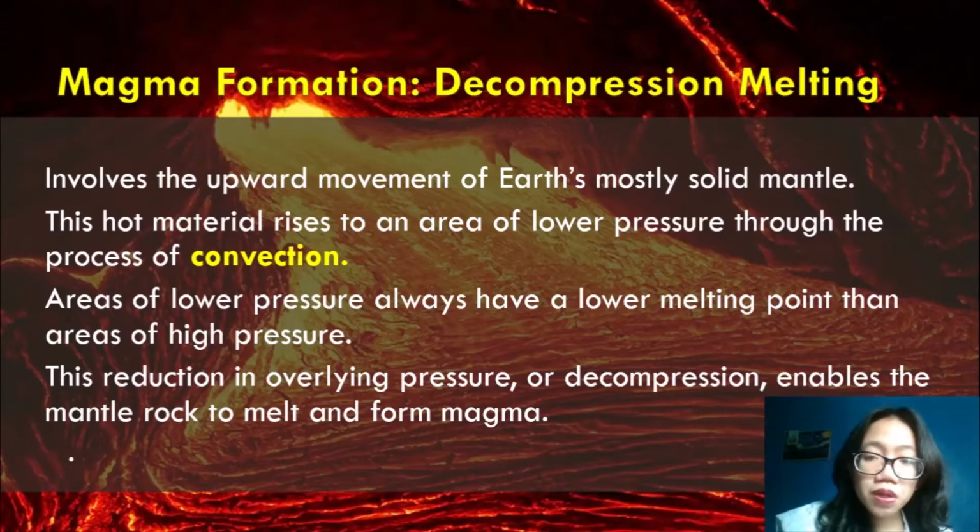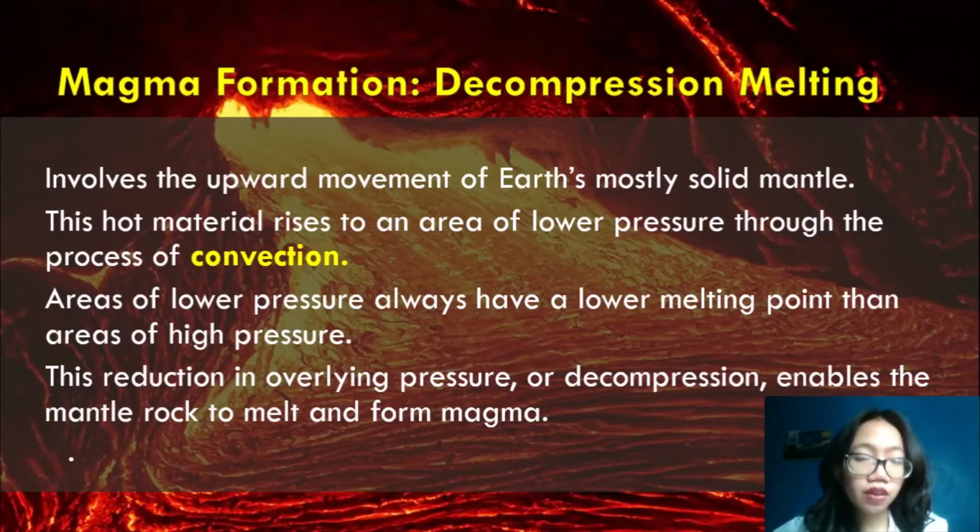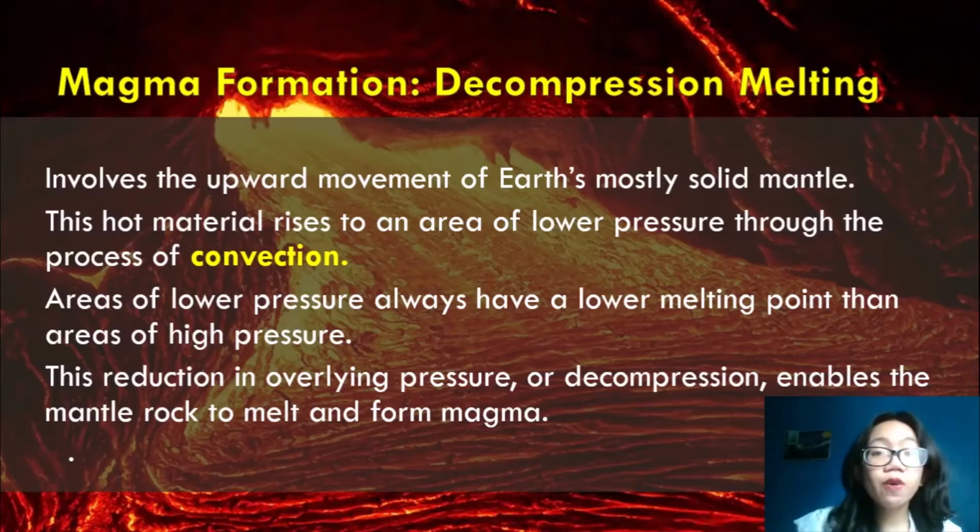This occurs because hot material rises to an area of low pressure through the process of convection. Convection is the movement of magma within the mantle towards the Earth's surface. If you can imagine, since it's deep within the Earth and very hot, that's an area of high pressure. So the molten material from the mantle will move upwards to the Earth's crust, which has a lower pressure. That's why it's called decompression melting.